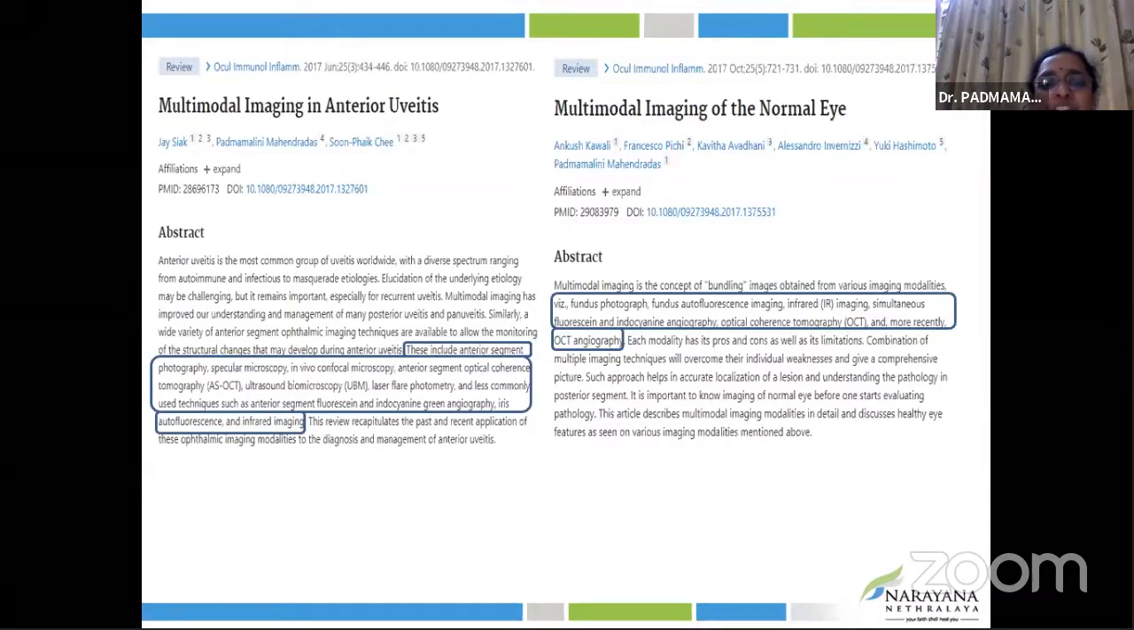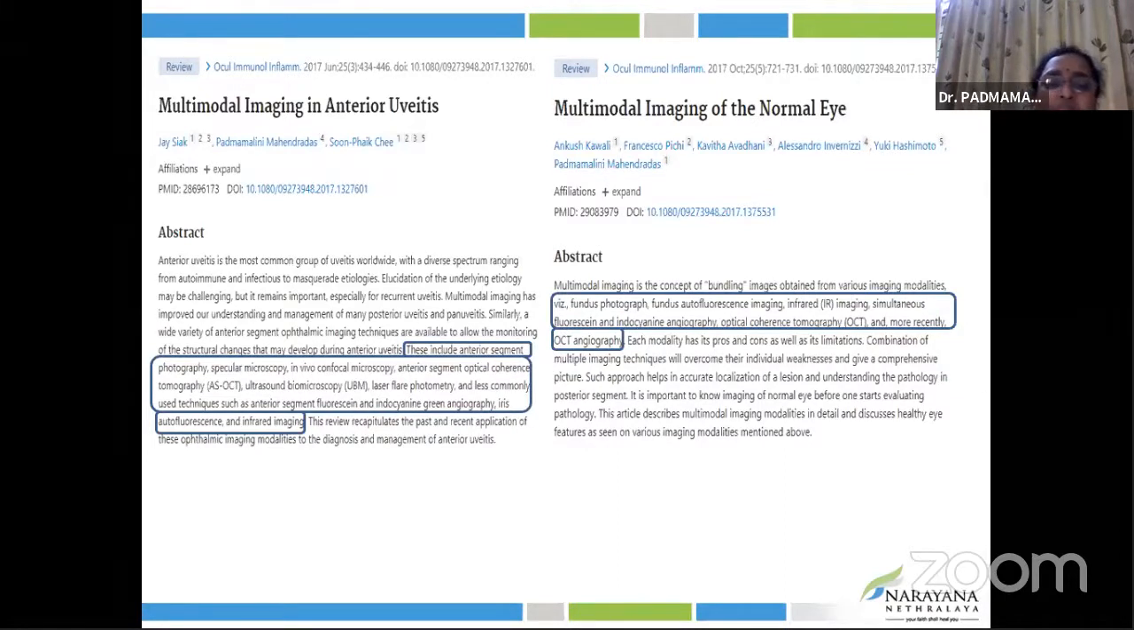For the benefit of the postgraduates, I request them to go through this article, multimodal image of the normal eye. We need to know how the normal eye looks. From that, we can appreciate the pathological eye. Multimodal imaging applies not only to the posterior segment of the eye, it can be applied in the anterior segment as well.